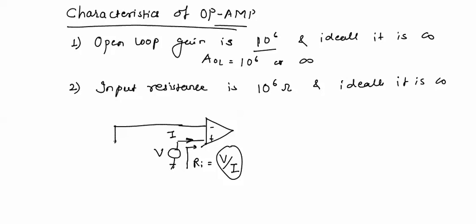If we apply a supply to this terminal, with this voltage V and this current I, then looking into this terminal, input impedance Ri will be equal to this voltage divided by this current. So the voltage divided by current will give the input resistance of the op-amp, which is very high.